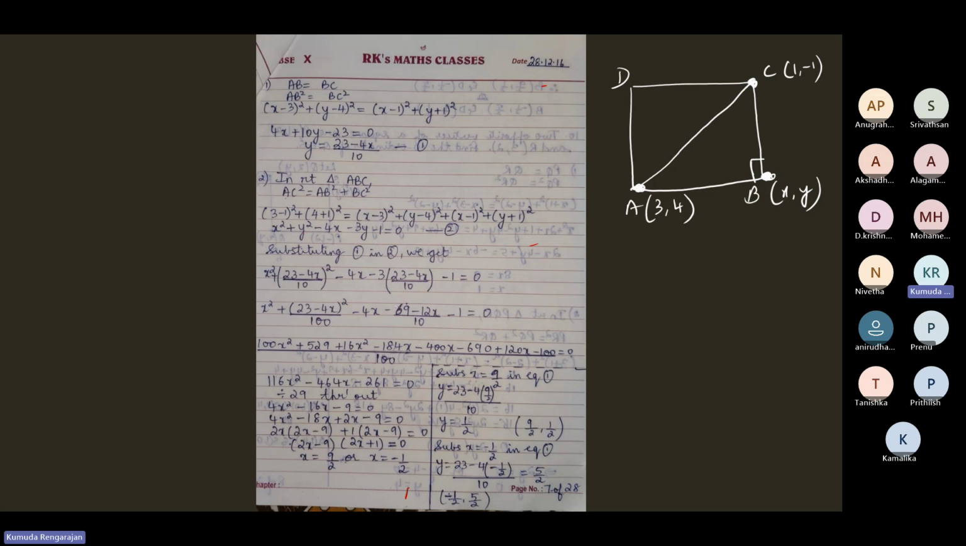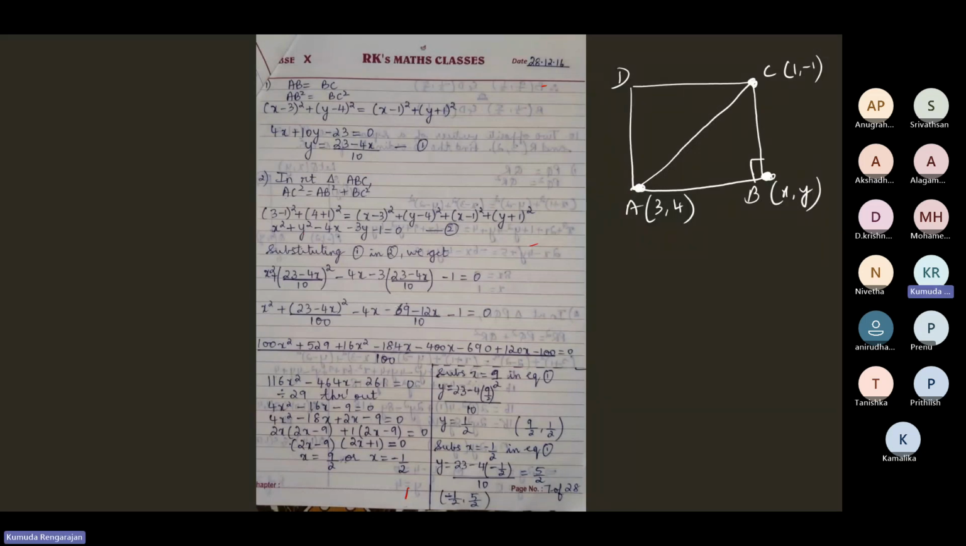So we work with two conditions. We have assumed B as x comma y. So we have to work with the coordinates A, B, and C. Condition 1: AB is equal to BC, because it's a square, all sides are equal. Condition 2: Pythagoras theorem, AC square is equal to AB square plus BC square.